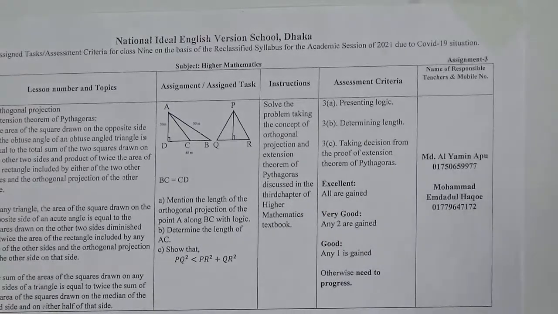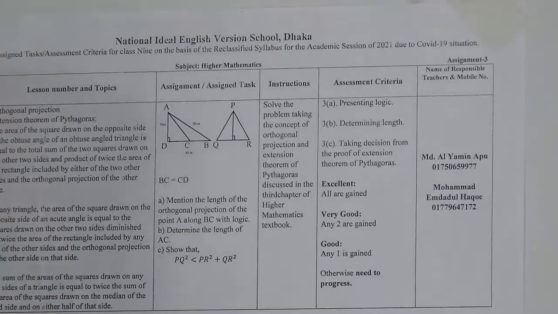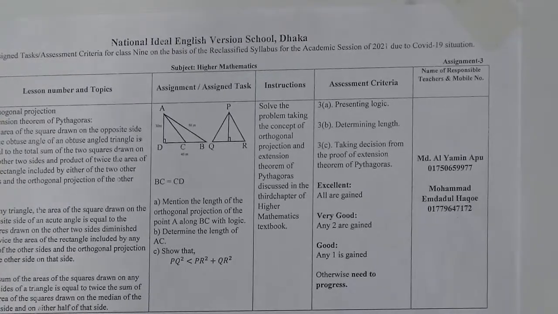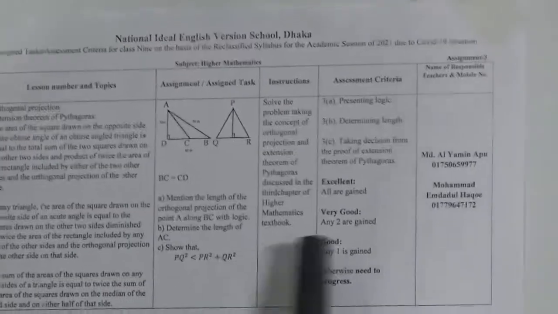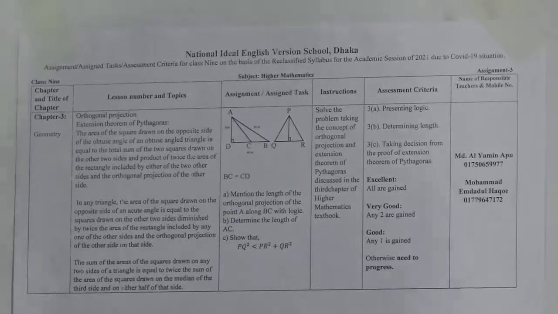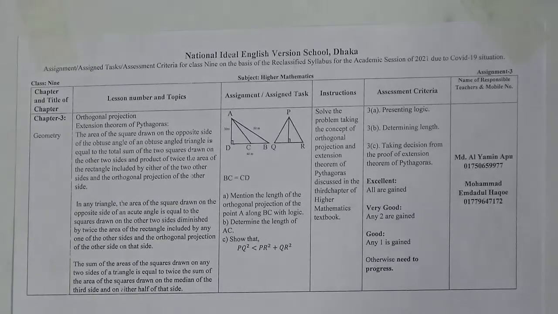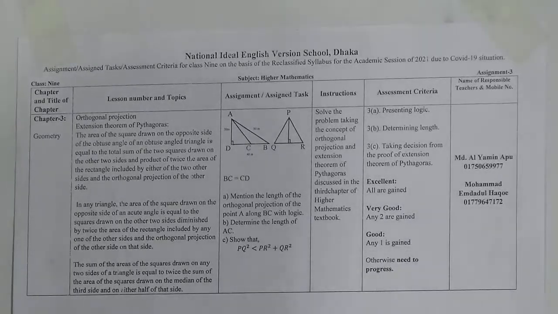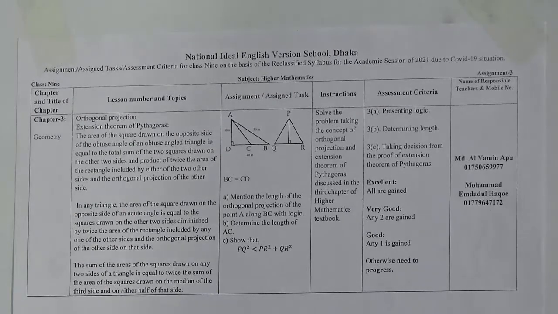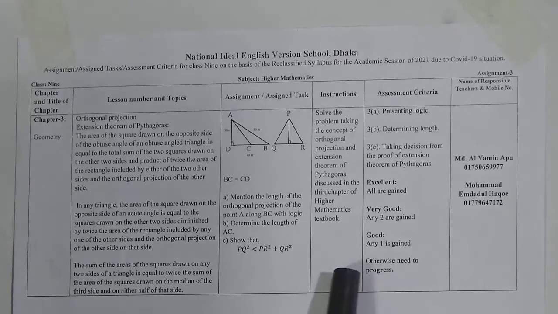Okay, dear students, now here excellent means all are gained. It means that the concept we need, if everything is gained in the solution, then excellent will be given, and if any 2 are gained, then you will get the comment very good, and if any 1 is gained, then you will get the comment good, and otherwise if less than 1 is gained or if nothing is gained, then the comment will be given need to progress.